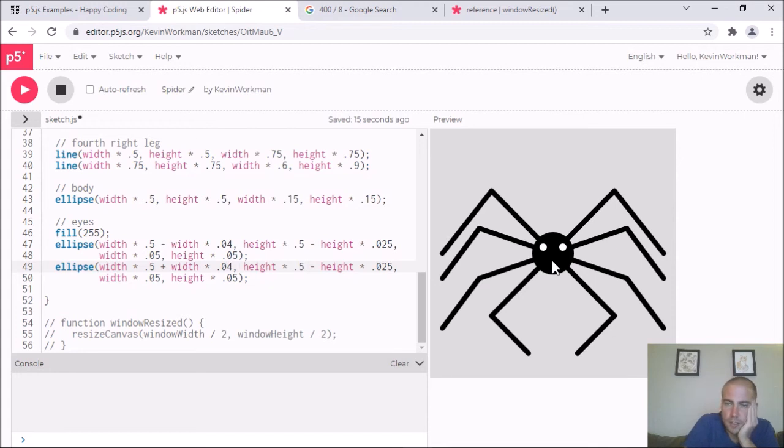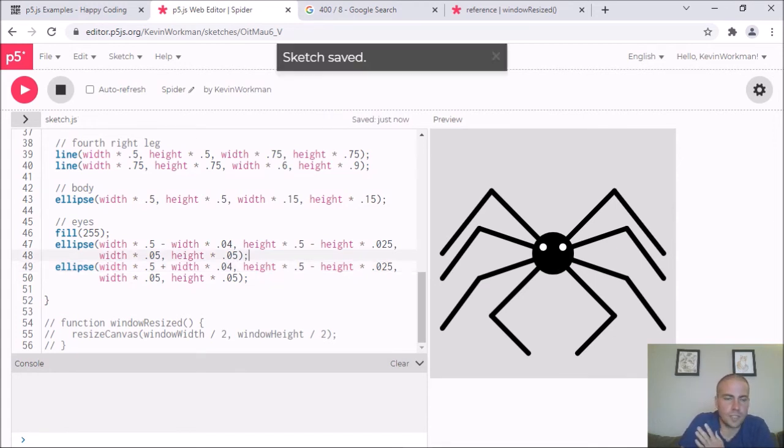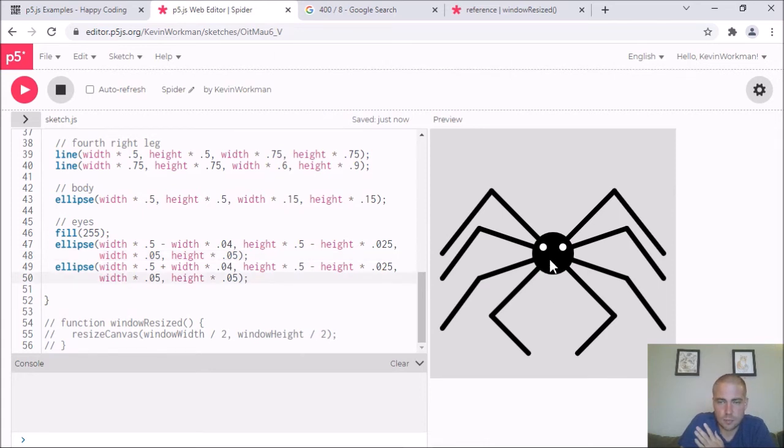Now, do I want to give it a mouth? I think I do. A couple ways I could do that. I could draw another ellipse down here, but I think what I'm going to try to do is make my spider a happy spider.